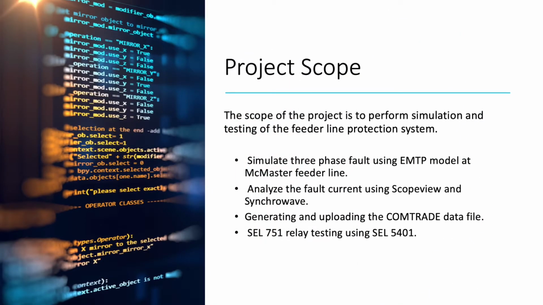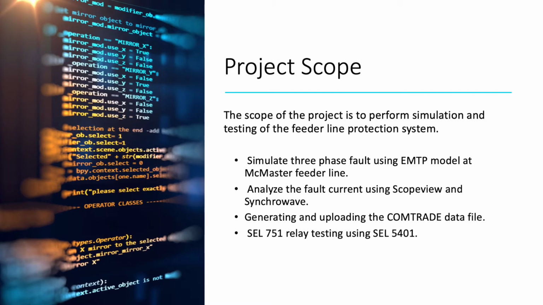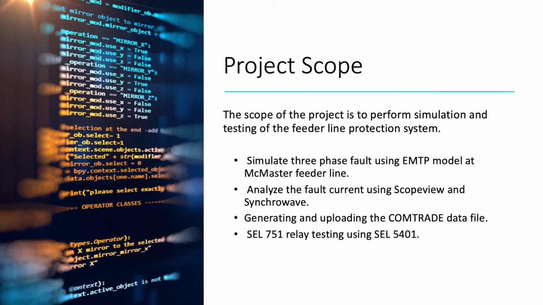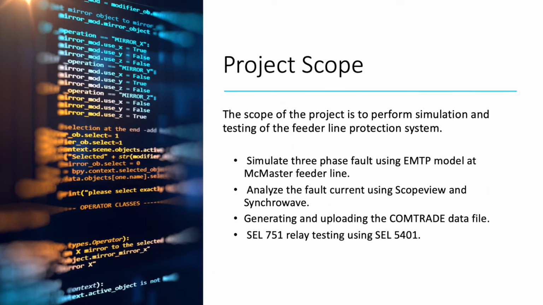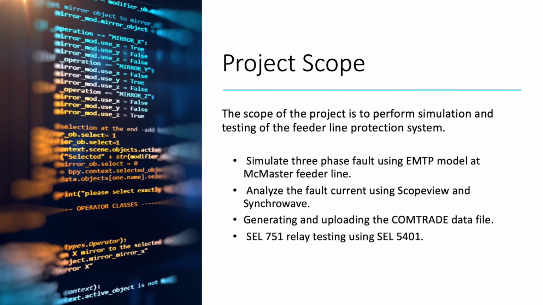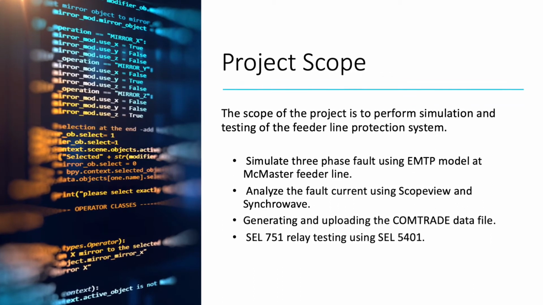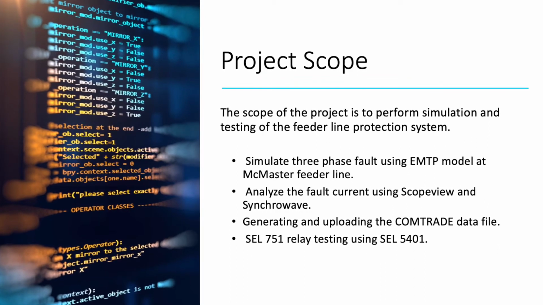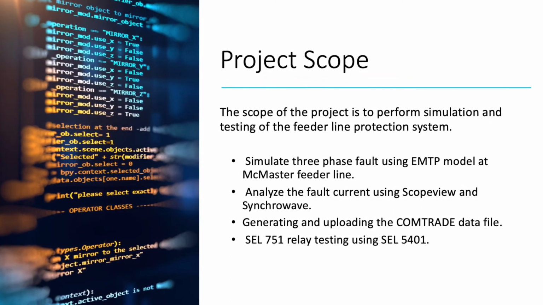The scope of the project is to perform simulation and testing of the feeder line protection system. To obtain the project scope, the following steps were taken. Simulate a three-phase fault using the EMTP model at the McMaster feeder line. Analyze fault current using Scope View and Synchrowave. Generate and upload the COMTRADE data file. SEL-751 relay testing using SEL-5401.